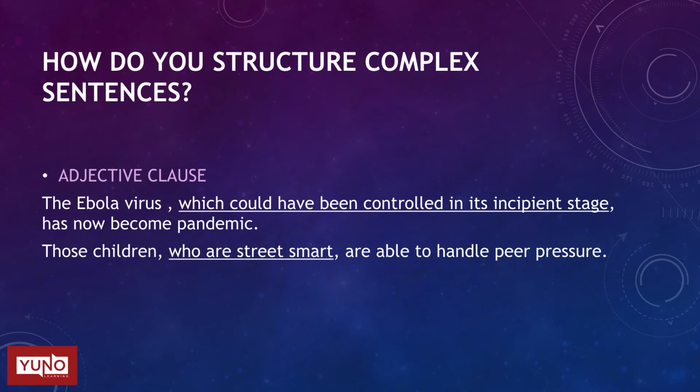Let me give you another example. The government policy. Which policy? The government policy that favors the startups has been appreciated by one and all. So here we are describing the policy. Now those children, which children? Those children who are street smart are able to handle peer pressure. My friend who is a fashion designer has a good sense of humor.